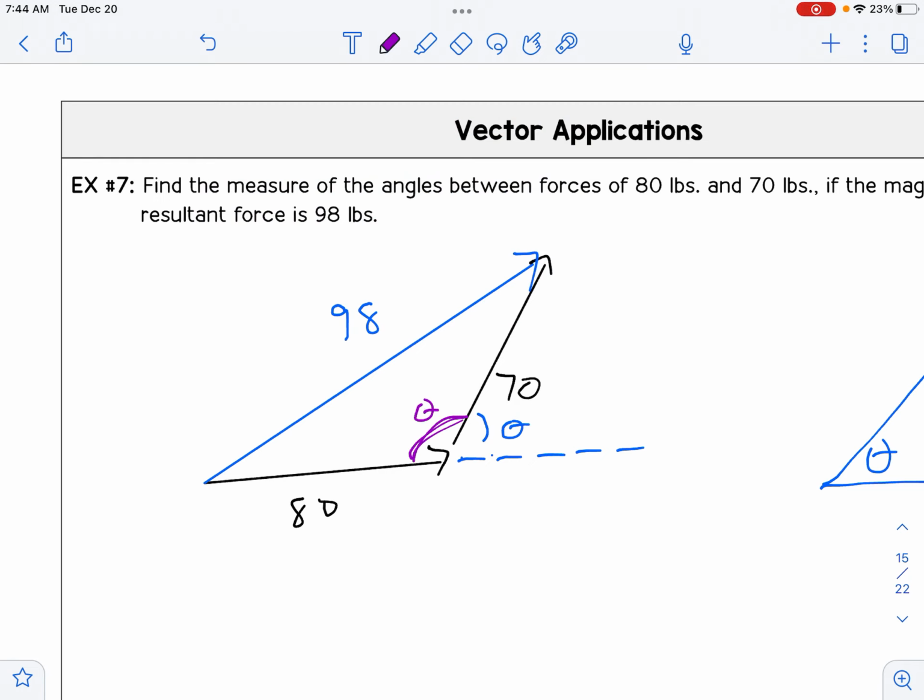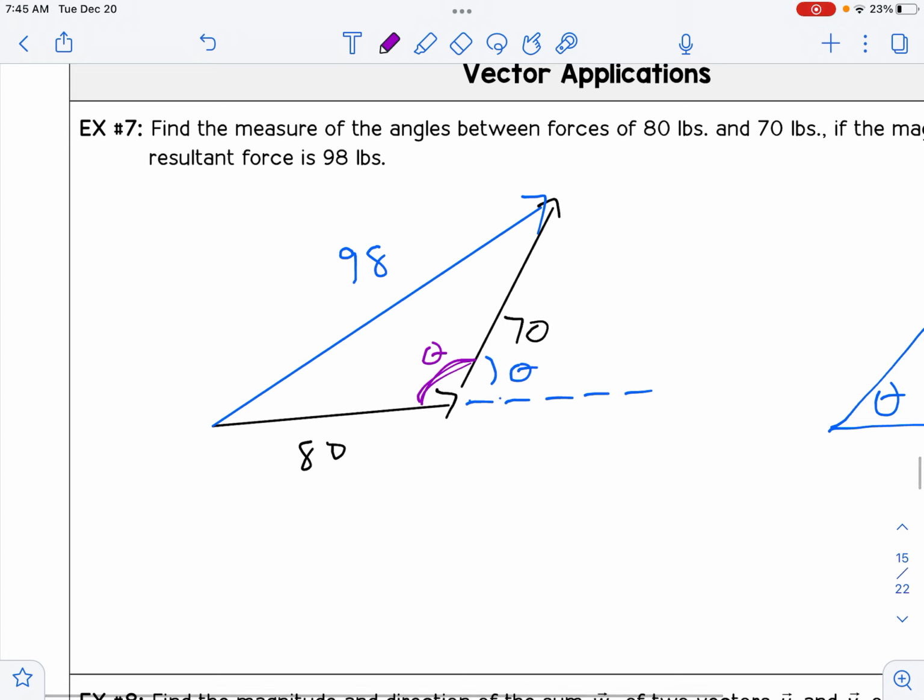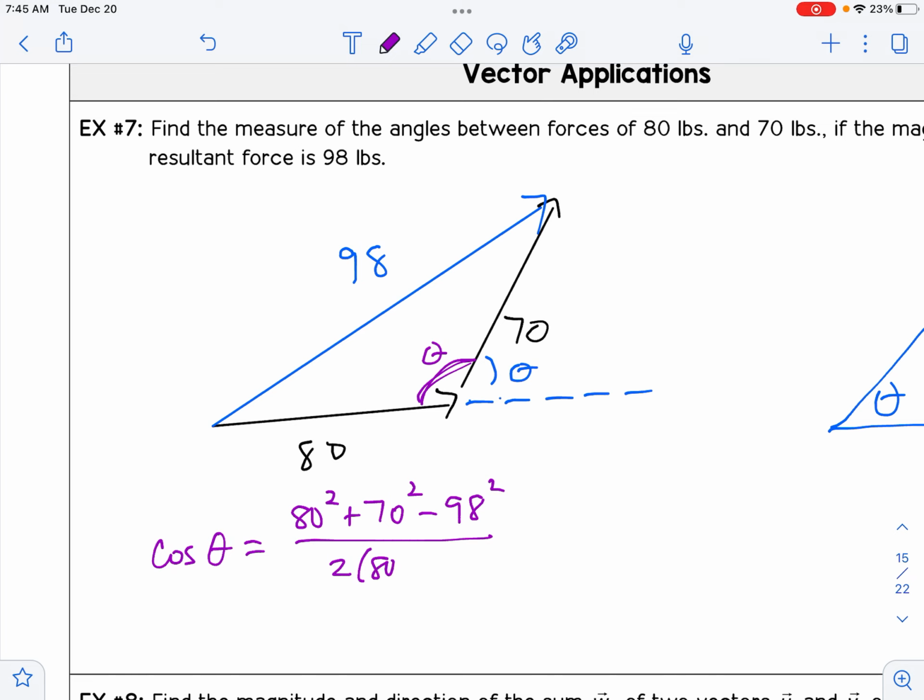So when I set up my law of cosines, cosine of theta equals 80 squared plus 70 squared minus 98 squared, divided by 2 times 80 times 70. We just got done doing this. I'm going to end up doing the inverse cosine of all that.